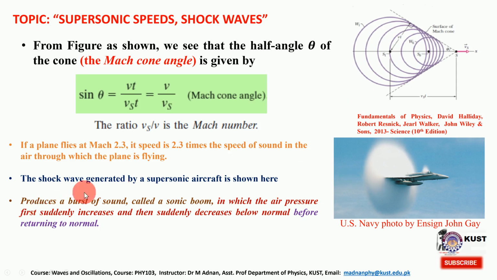The shock waves generated by the supersonic aircraft are produced as a burst of sound called a sonic boom, in which the air pressure first suddenly increases and then suddenly decreases below normal before returning to the normal air pressure. This is because of the shock waves, and due to the situation when the source is moving with a greater speed than the sound waves.